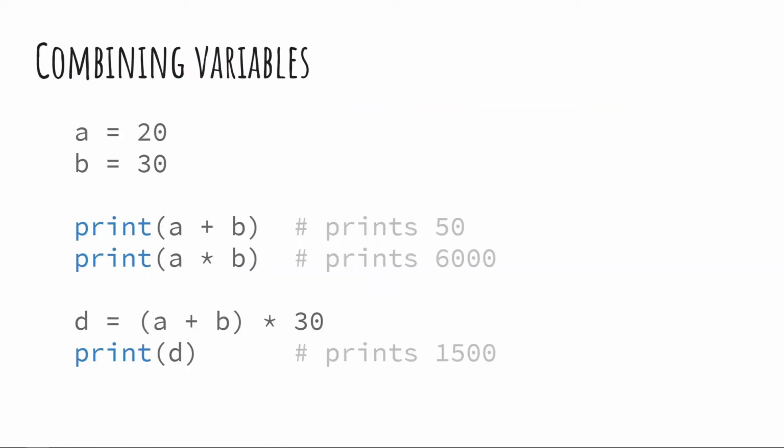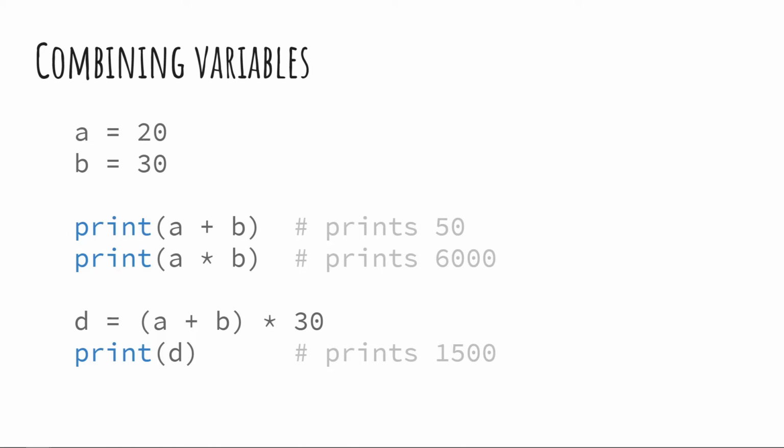Okay, combining variables. So we can give variables values, as we talked about last week. So here, this program that we have on screen sets up two variables, one named A and one named B. And it gives the value 20 to the variable A, and it gives the value 30 to the variable B. If we then ask our platform to print A plus B, it combines the values stored in A plus B and prints that result. So it'll print 50.